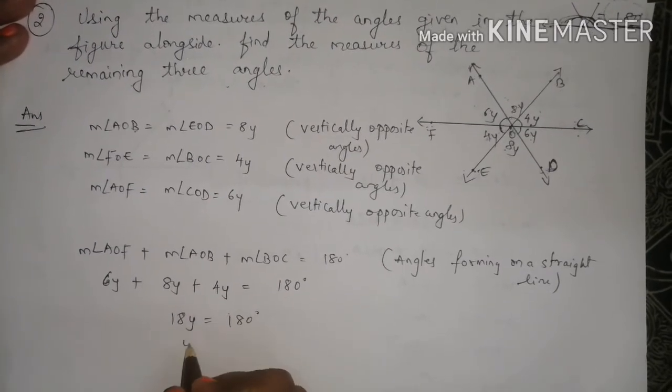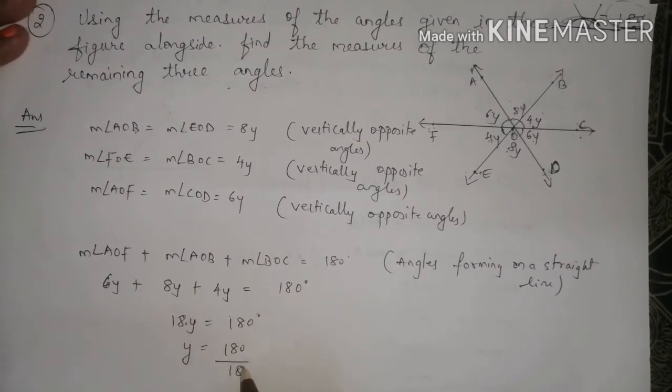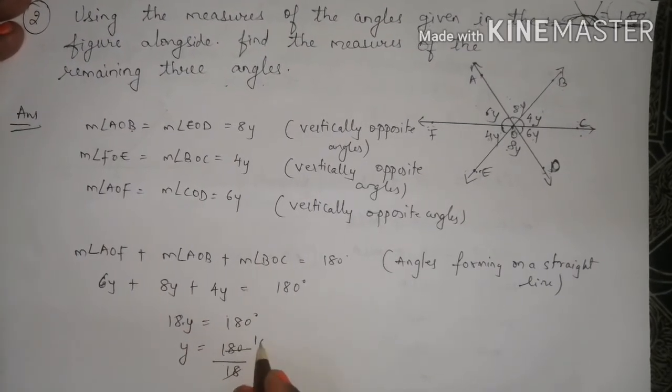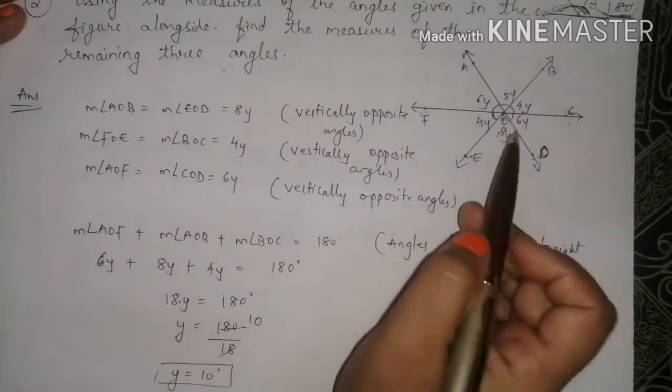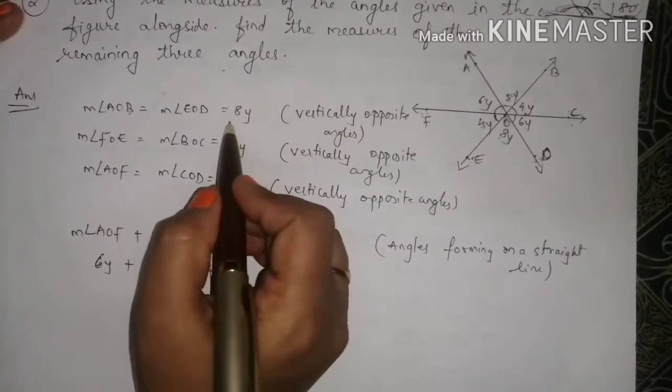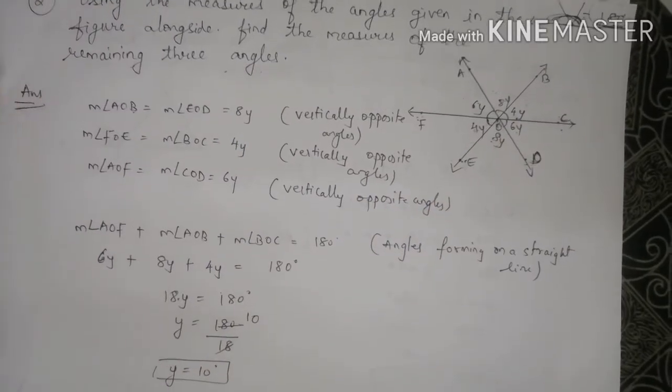We want to find the value of y, so y is equal to 180 degrees. This multiply by 18 will come to this side and become divide. 18 ones are 18 and this 0. So y we got as 10 degrees. We got only y, but we want the measures of the remaining three angles. So let us find that.